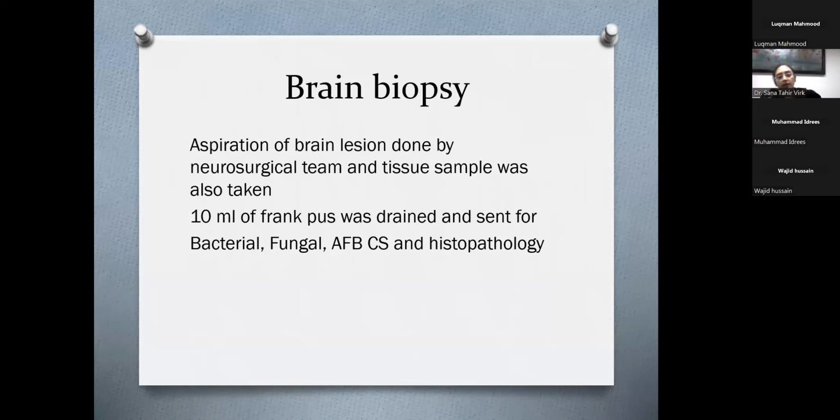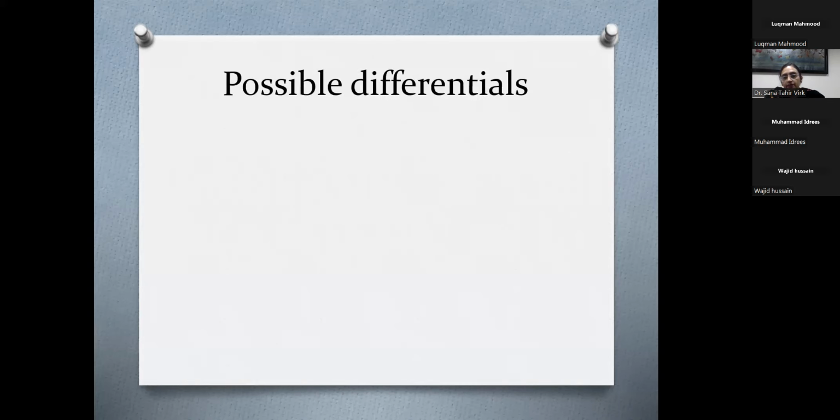So we requested the neurosurgical team for aspiration of the brain lesion, and that was done, and tissue samples were sent for bacterial, fungal, and other microbiological studies. 10 ml of frank pus was also drained from the lesion and sent for the microbiology studies. So what can be the possible differentials in this case?